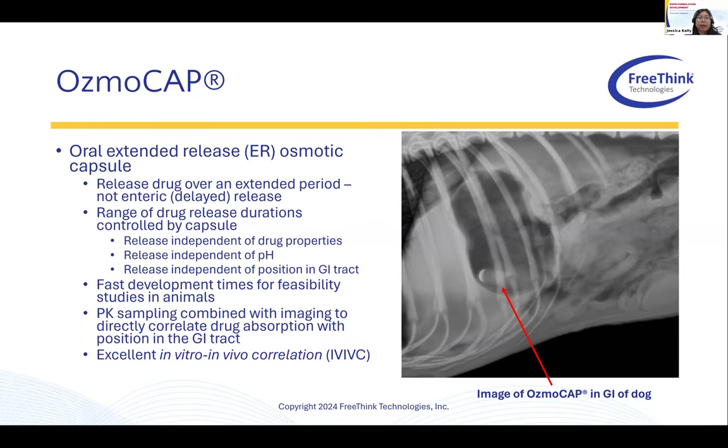Osmocap uses capsule technology compared to an osmotic tablet technology, which is a bilayer coated tablet, which may have more complex equipment for manufacture and also may take a longer time for manufacture. And we can see that by combining PK sampling with imaging, osmocap can directly correlate the drug absorption with the position in the GI tract. If you take a look at our pictures here, we can see osmocap in a dog.